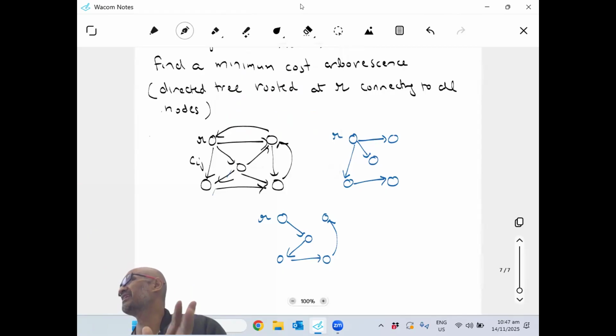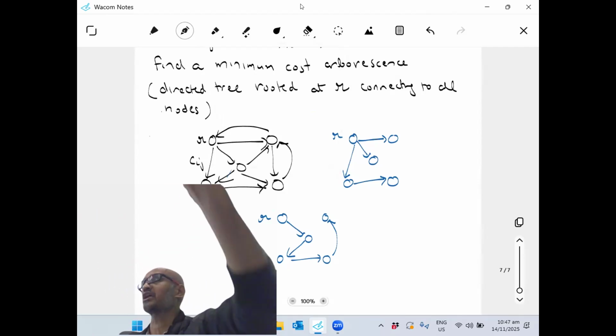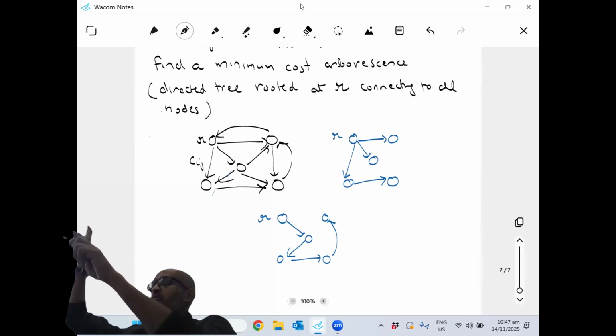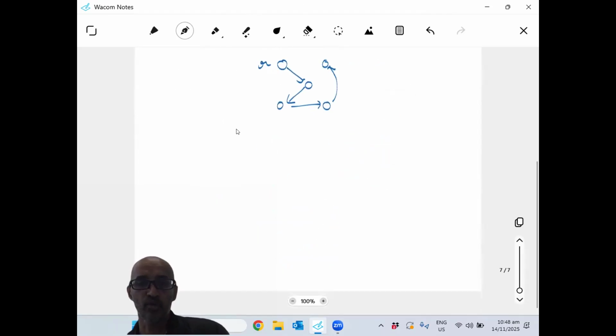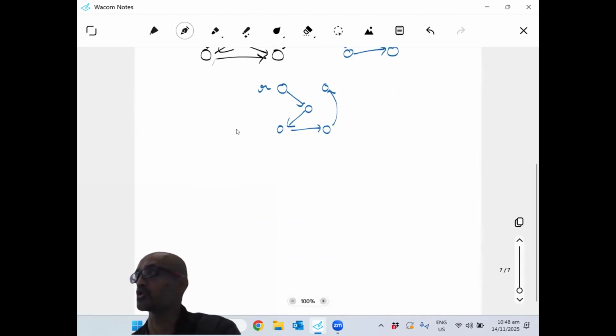Is the problem clear? So it's basically like a directed tree rooted at R. If you have some important node, you want to connect to everything else. So you want to get from this important node to everything else with the cheapest cost spanning tree. But there's a sense of direction here. Typically in spanning trees, there's no sense of direction. So let's first write down an optimization problem for this.